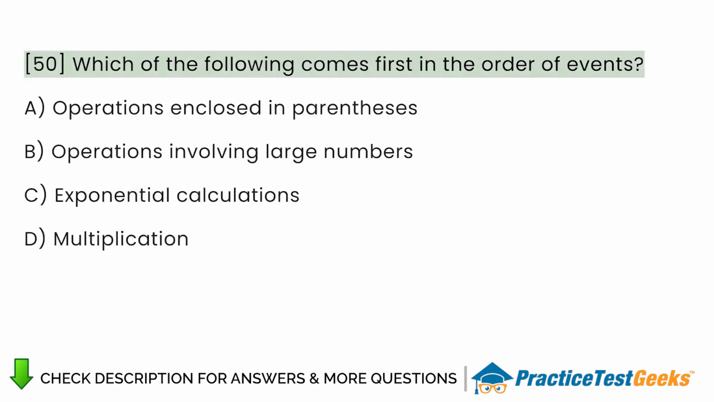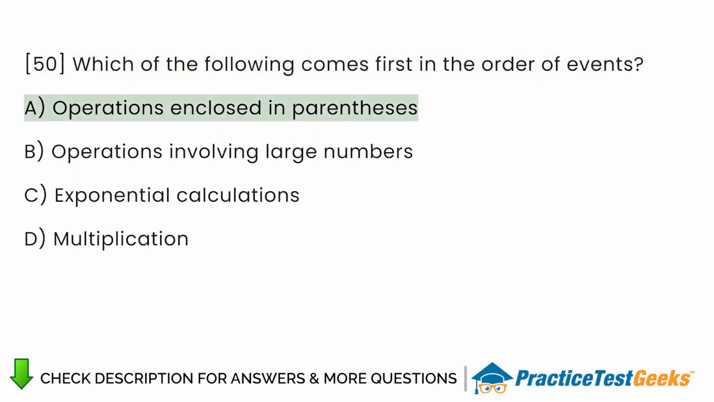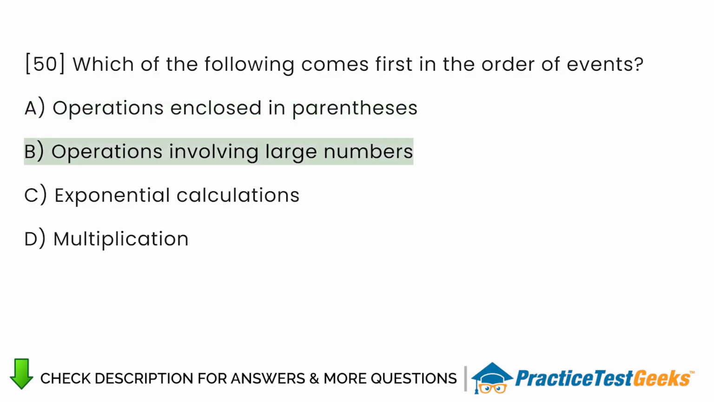Which of the following comes first in the order of operations? A. Operations enclosed in parentheses. B. Operations involving large numbers. C. Exponential calculations. D. Multiplication.